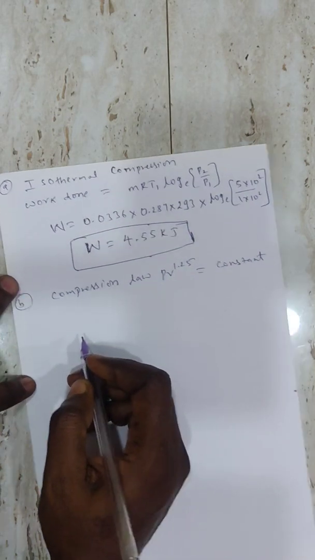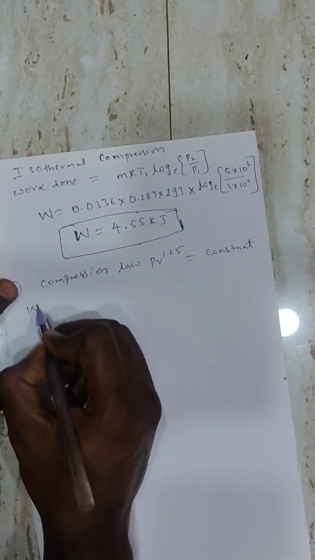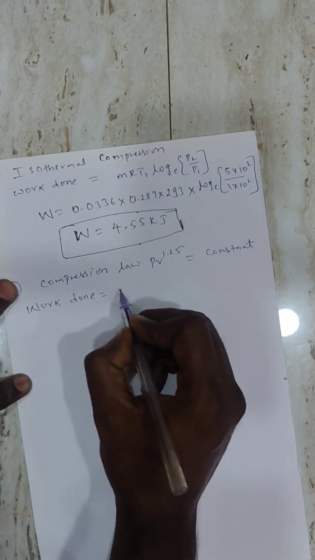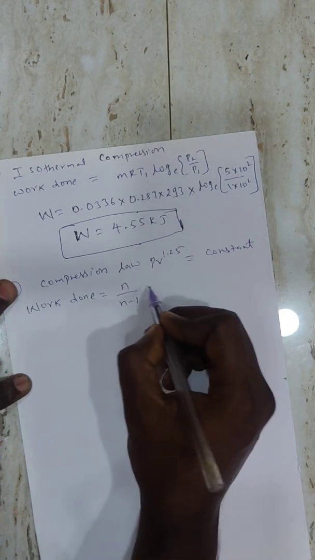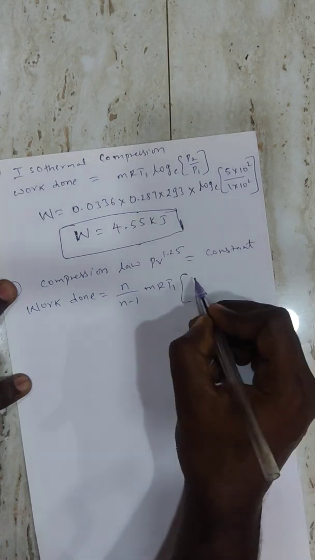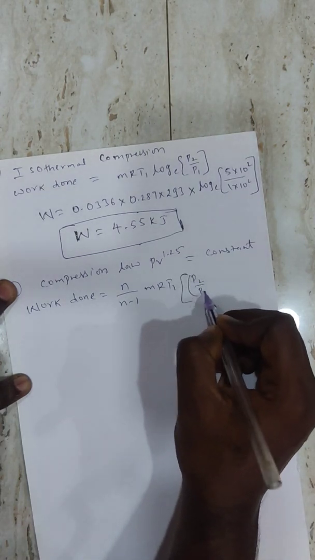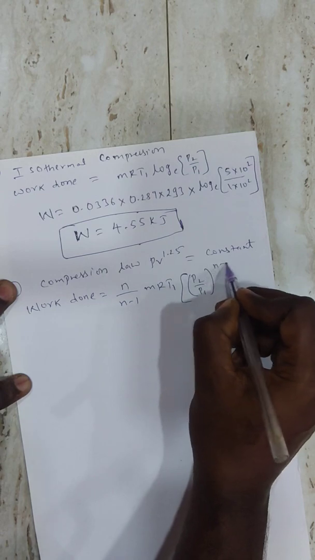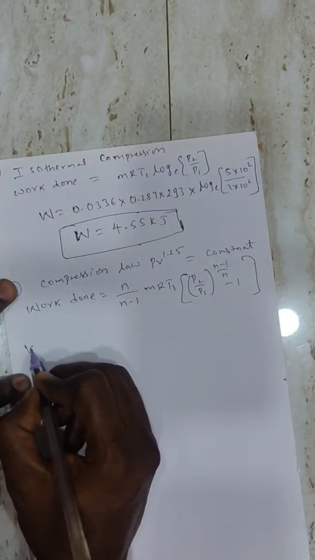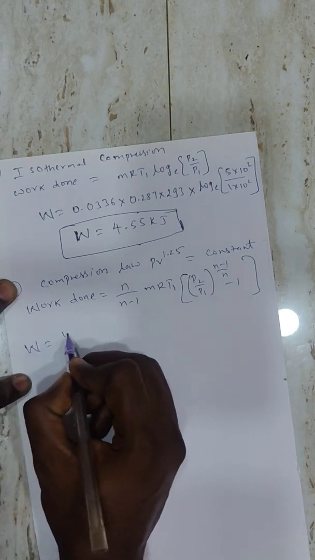P V to the power 1.25 is equal to constant. So what will be the work done? The work done is equal to n by n minus 1 mRT1 into (P2 by P1) whole to the power of (n minus 1) by n, whole minus 1. Okay, what happens? W is equal to, what is the n value?